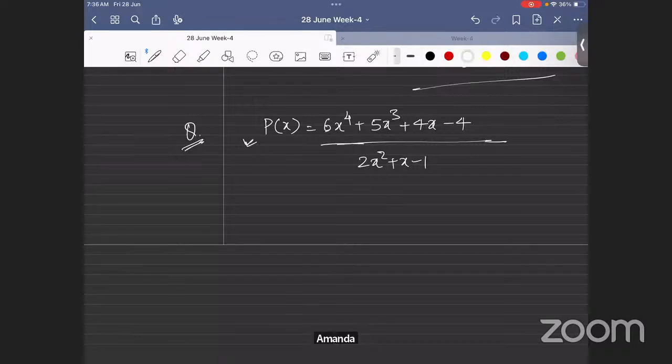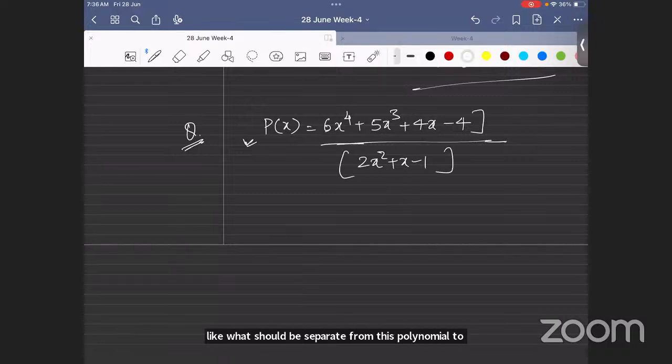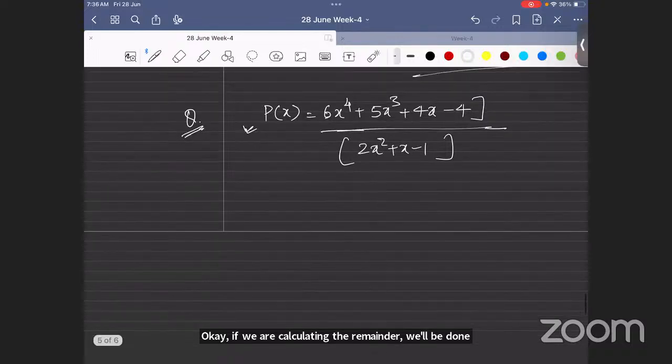So if you are given questions such as what should we subtract from this polynomial to make it divisible, just write it out and calculate the remainder. If you calculate the remainder, you'll be done. I don't think that will require much effort. Just divide it, and whatever remainder you get, you have to subtract it from the polynomial px.